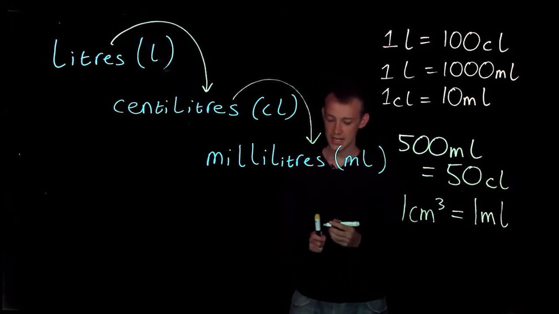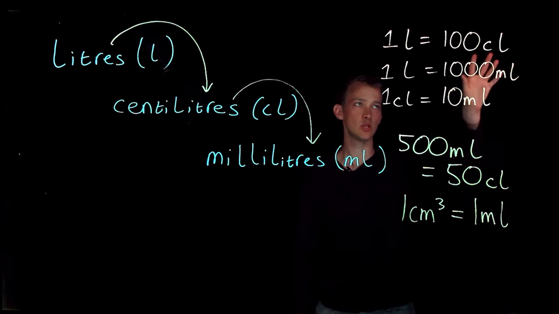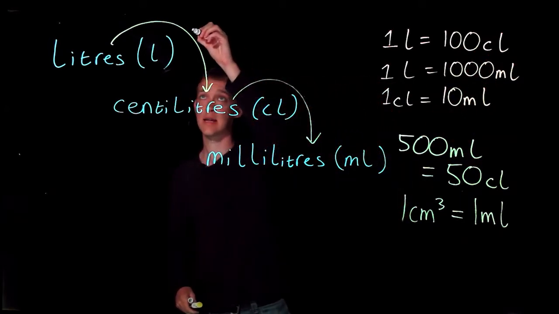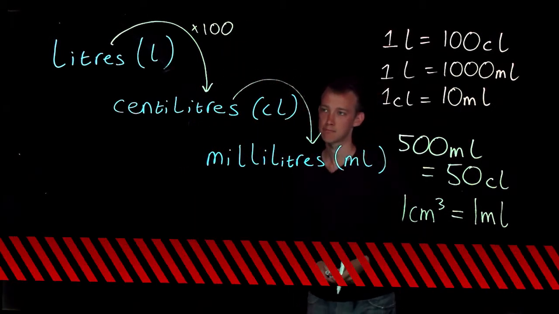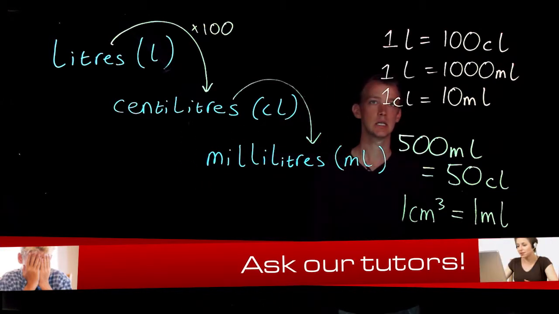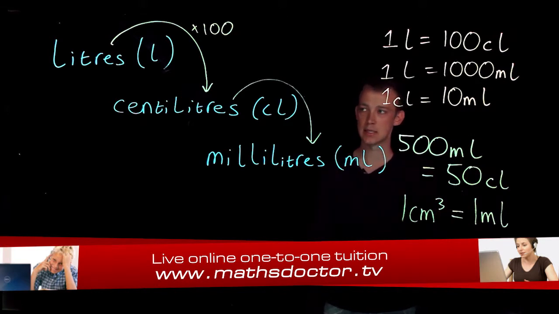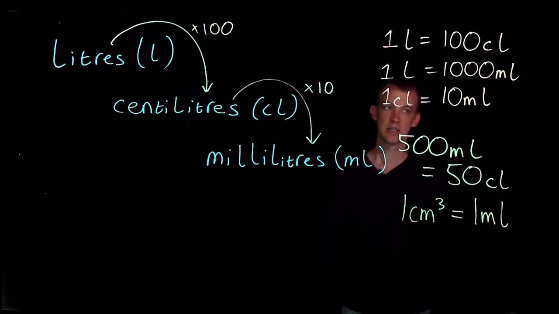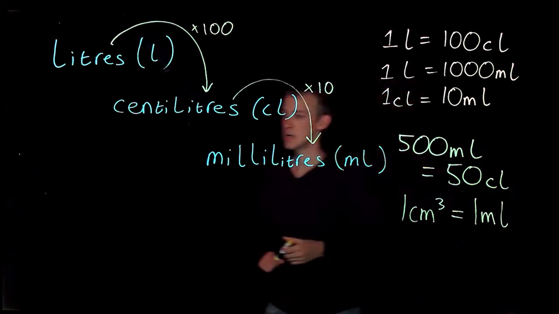So, converting litres into centilitres, well, if I know that 1 litre is equal to 100 centilitres, then that must mean I need to multiply my litres by 100 to work out how many centilitres I have. If I'm trying to convert centilitres into millilitres, well, 1 centilitre is 10 millilitres, so I multiply the number of centilitres I have by 10 to find the number of millilitres. Let's have a look at a few examples now.